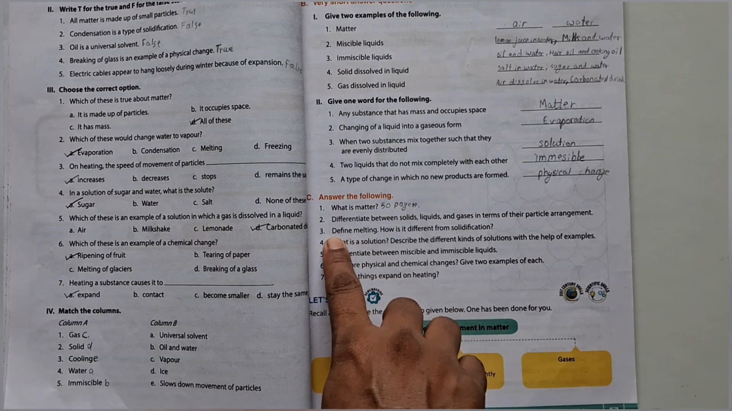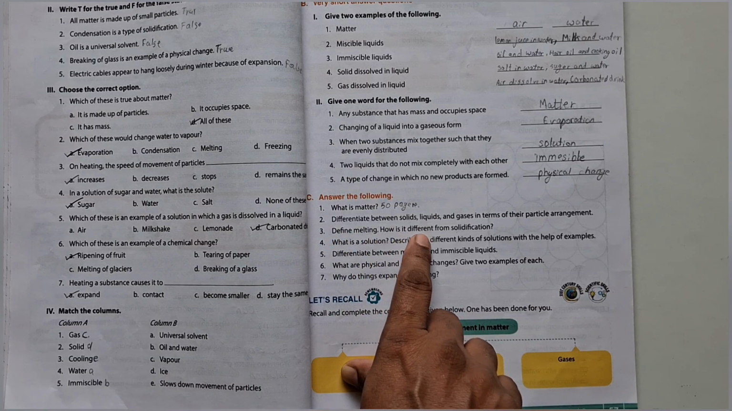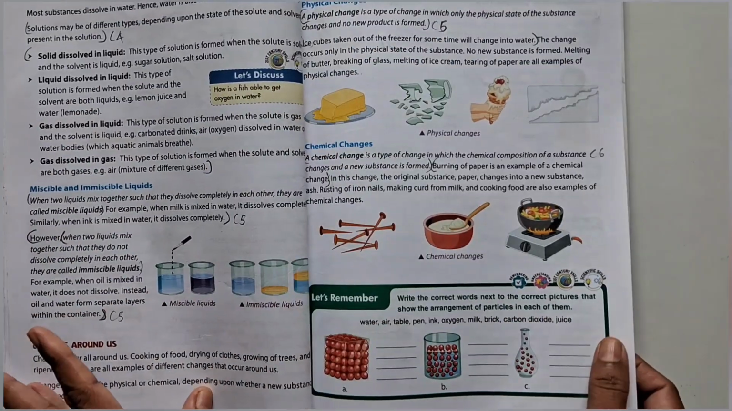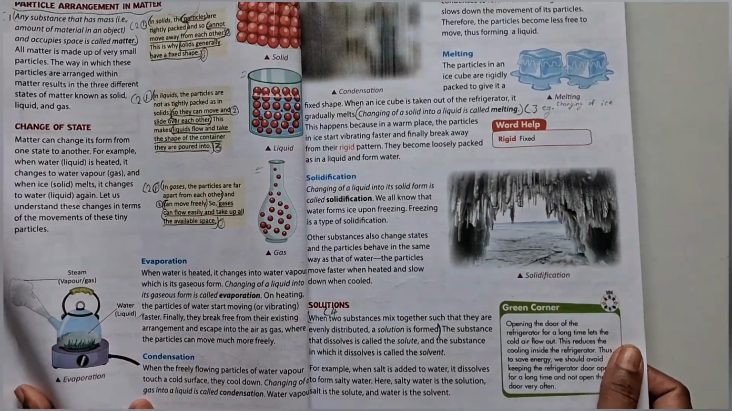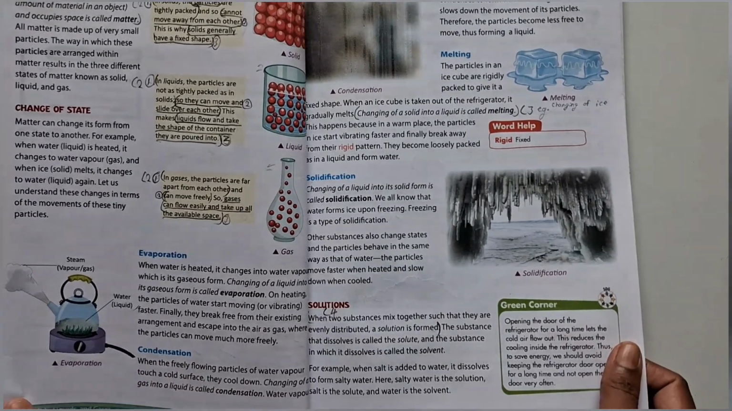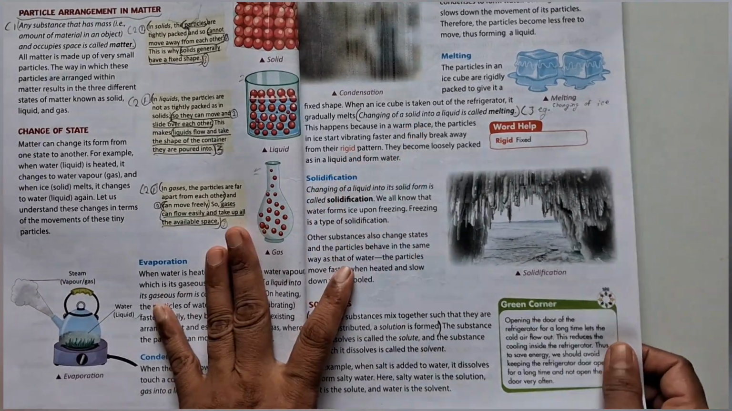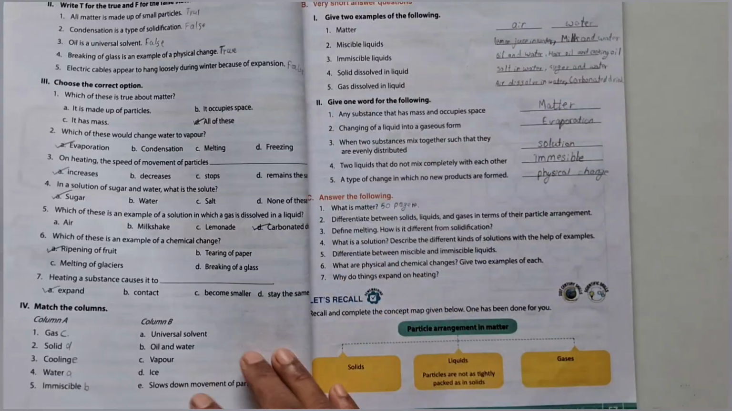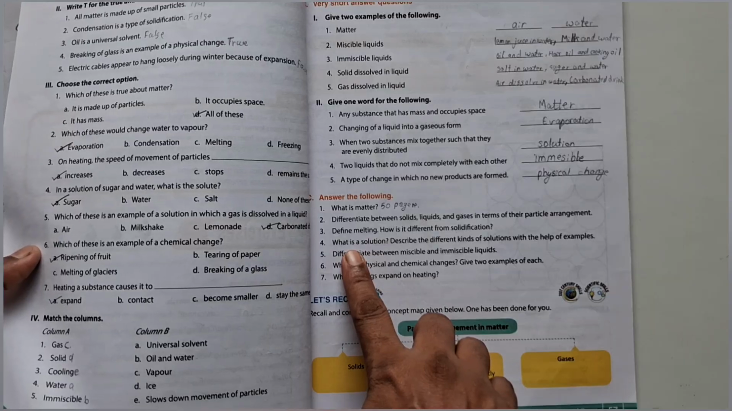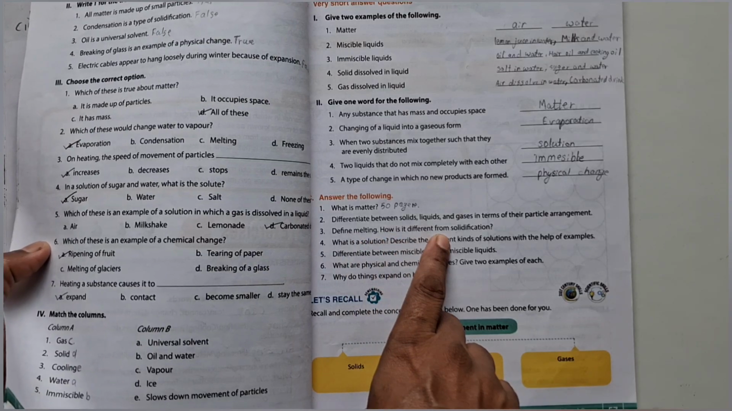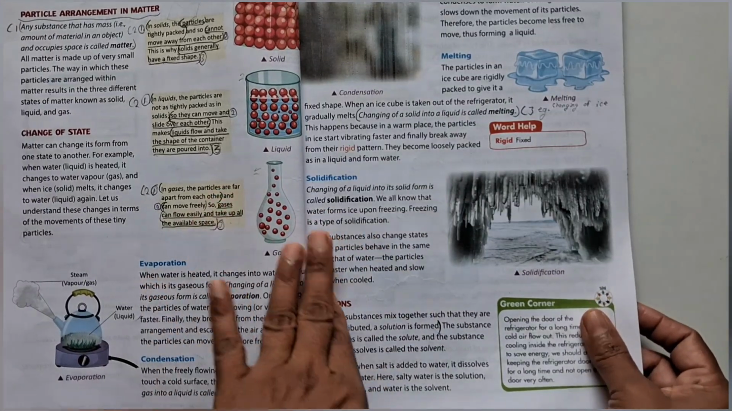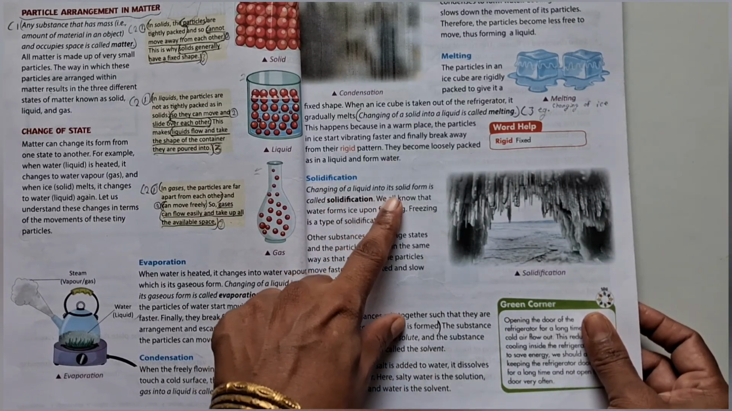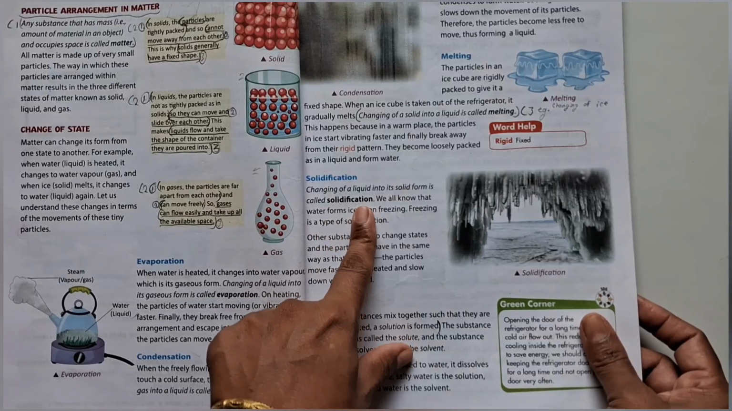Next one, third one, define melting. How is it different from solidification? Define melting. Let's search melting. Here is melting, your answer is here. Define melting. How is it different from solidification? Solidification means the changing of a liquid into its solid form is called solidification.